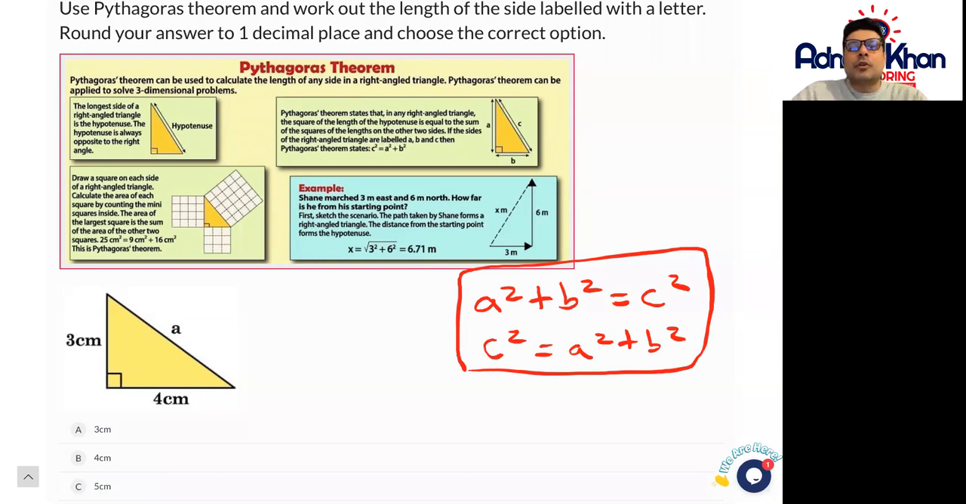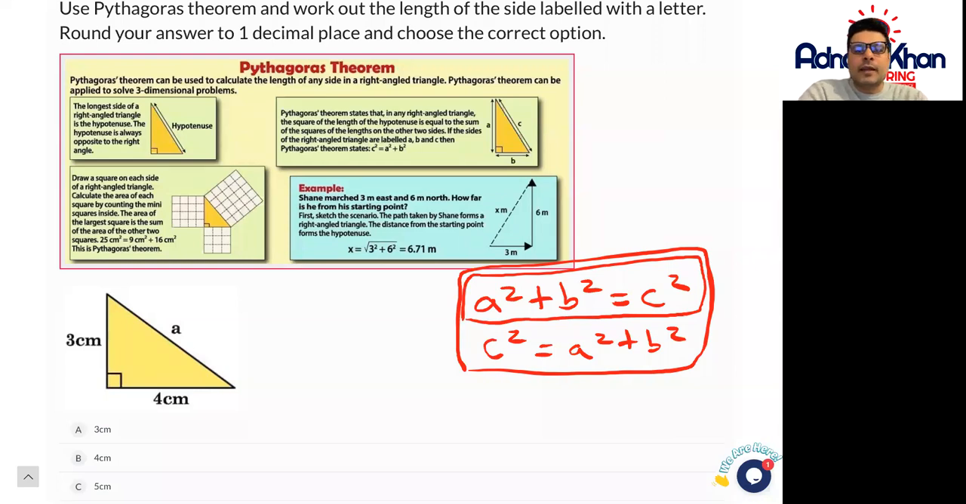Now, you don't need to know where this formula came from. It came from Pythagoras, an old mathematician, a long time ago. But the good news is that Pythagoras theorem is available for us to work out the length of any right-angle triangle. So we are going to use this particular formula in our example question.